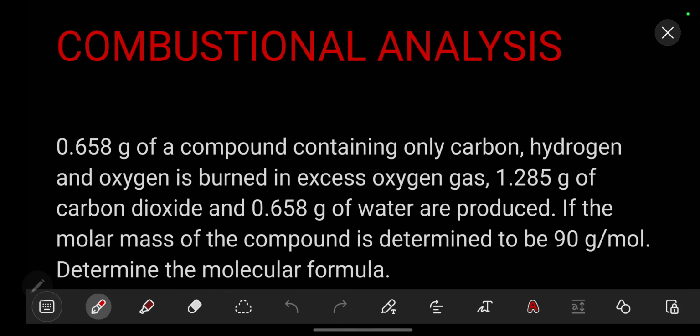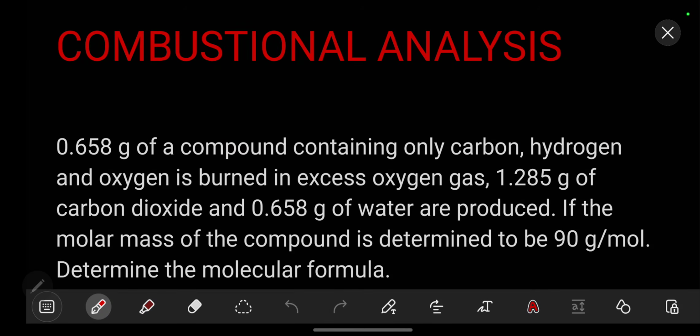This is very crucial for us to understand why we use combustion analysis. Since the number of compounds is as numerous as the sand of the sea, it is very important for us to have a systematic way of determining the formula of a given compound.